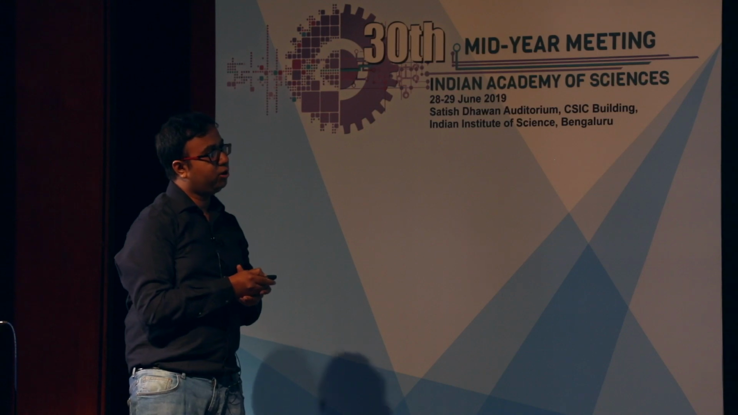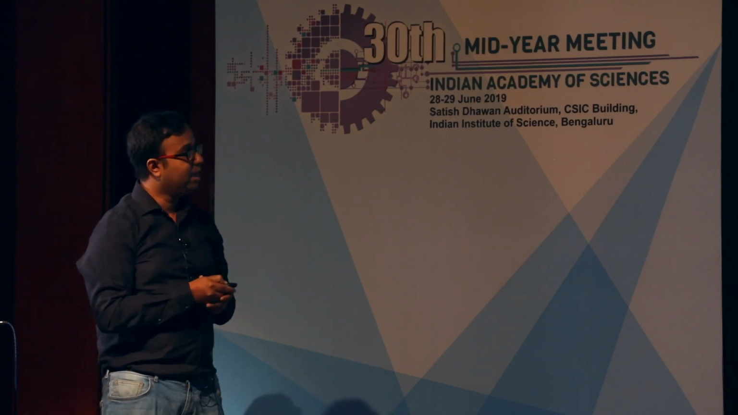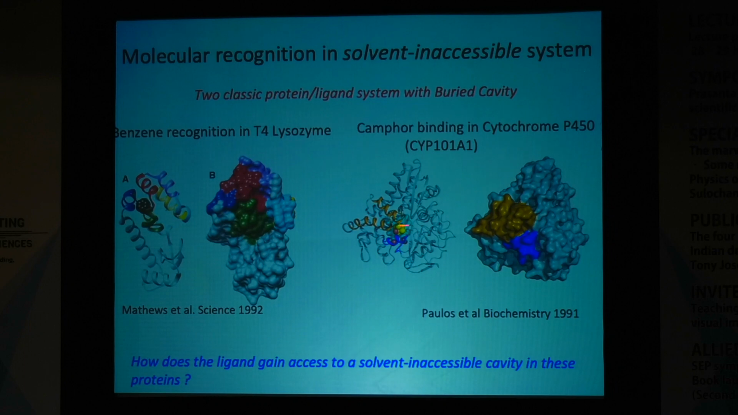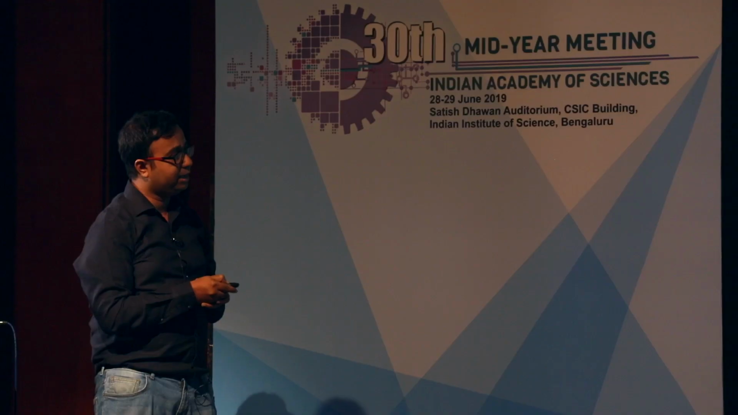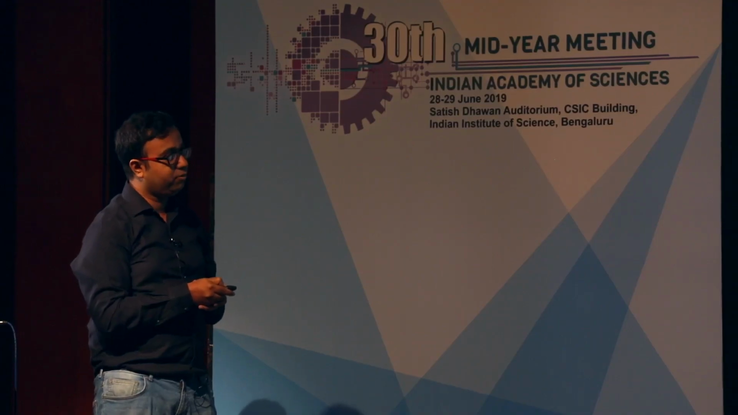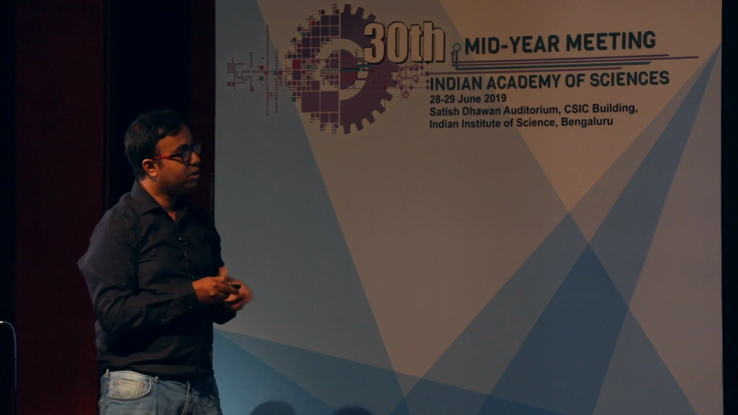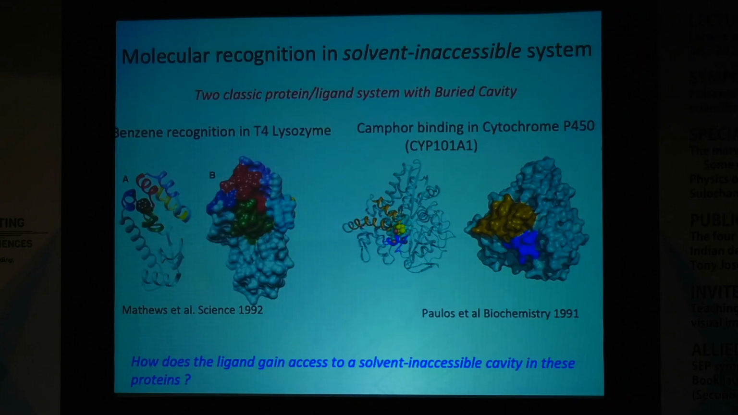This is another system which is more pharmaceutically relevant. It is called cytochrome P450. This is a metalloenzyme, and in this enzyme you have a heme active site, and one of the molecules that people generally study experimentally is called camphor. In this case, you can also see that camphor binds near the heme active site, but at the same time, if you look at it in a space filling representation, you cannot see it from outside. So this is a site which even water cannot access. That is why it's called a buried cavity or solvent inaccessible cavity.